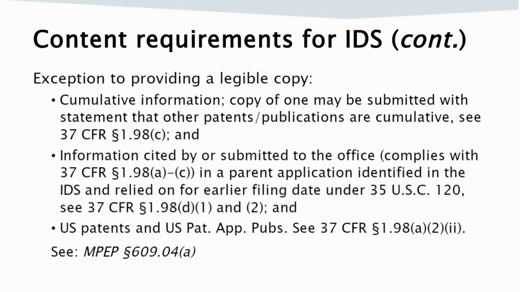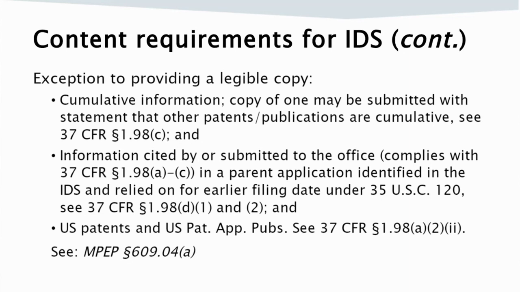37 CFR 1.98d states that a copy of any patent, publication, pending U.S. application, or other information listed in an information disclosure statement is not required to be provided if a. the information was previously cited by or submitted to the office in a prior application, provided that the prior application is properly identified in the IDS and is relied on for an earlier filing date under 35 U.S.C. 120, and b. the IDS submitted in the earlier application complies with 37 CFR 1.98 A through C.